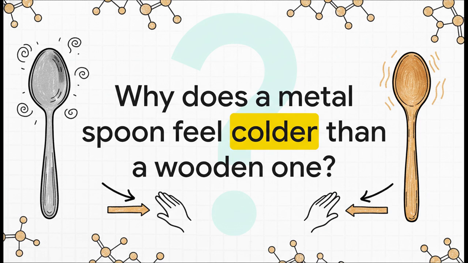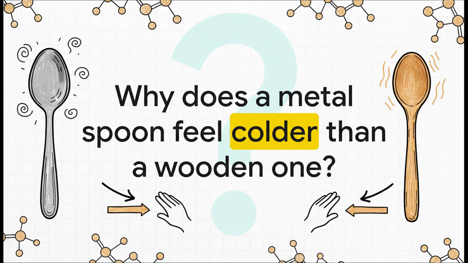So picture this. You go into your kitchen drawer, right? You reach in and grab two spoons. One's metal, the other's wood. And that metal one feels way colder. But wait a minute. They've both been sitting in the exact same drawer at the exact same room temperature. How is that even possible?